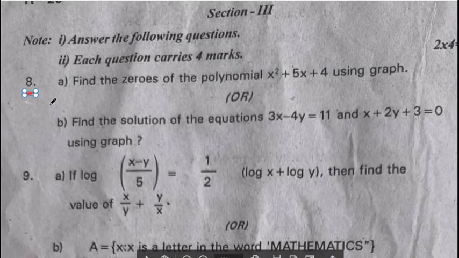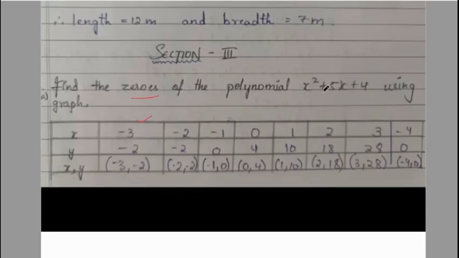Eighth question is a question from polynomials, that is graph. Find the zeros of the polynomial x square plus 5x plus 4 using graph. So to find the zeros of the given polynomial, we have to take the points like this, students, ranging from minus 3, minus 2, minus 1, 0, 1, 2, 3, and 4. So once you replace these x values, you will get y values and take these points and plot them in the graph.